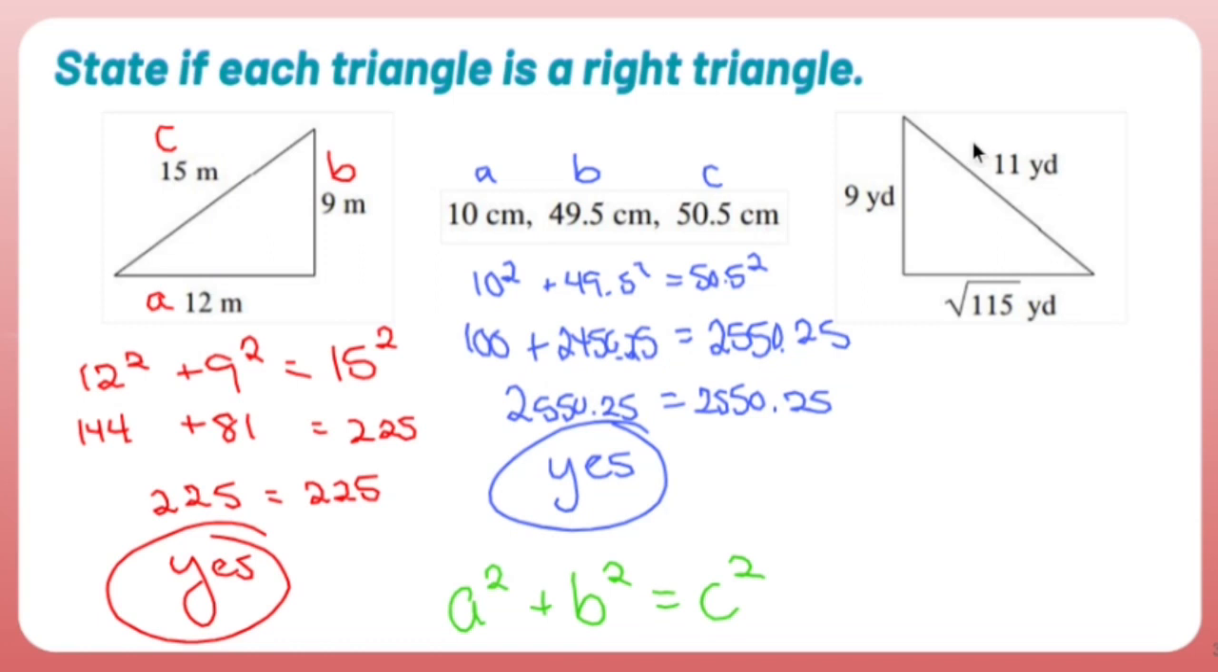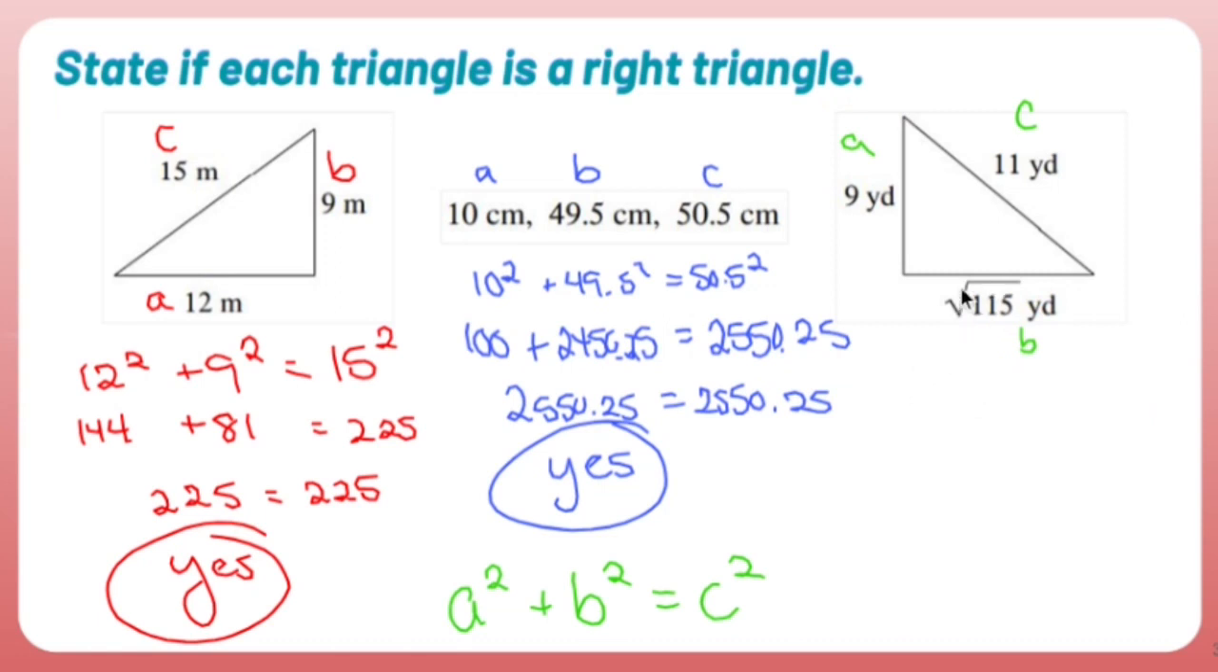Last one. Now, I don't know what the square root of 115 is, but I do know that the square root of 121 is 11. So this has to be C here, because 11 is going to be bigger than the square root of 115. So I'll call you A, I'll call you B, and I'll set it up.